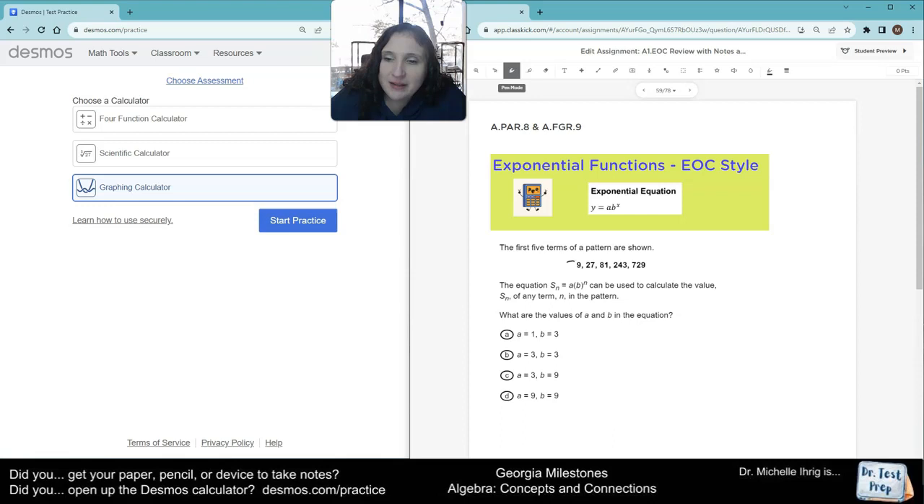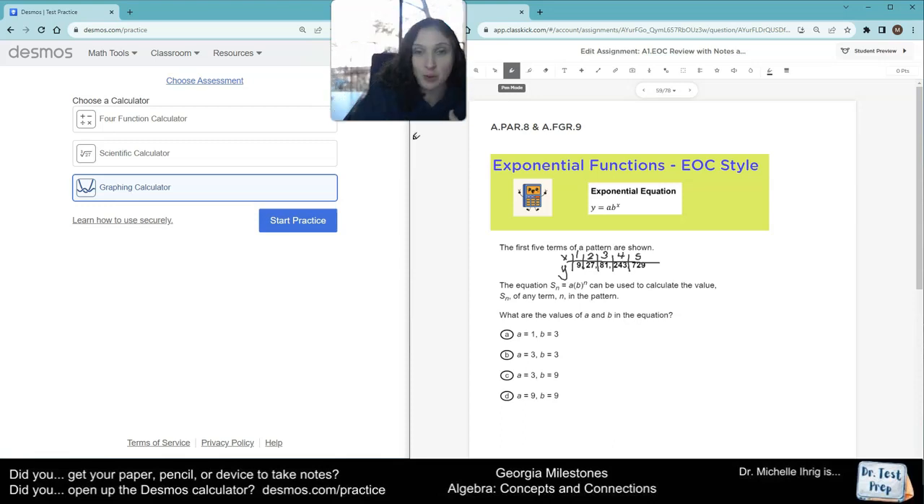And what I mean by that is, remember for the other exponential functions we've done, and even the linear functions, we always have an x and a y. Our y is the output. The input is the number of the term it is. So for example, 9 is our first term, so we're going to put a 1. 27 is our second term, so we're going to put a 2. 81 is our third term, so we're going to put a 3, 4, and 5.